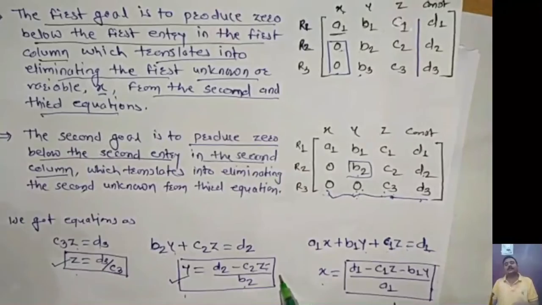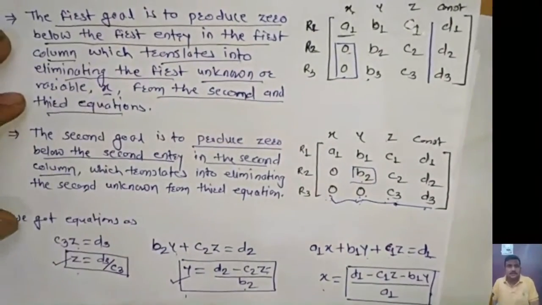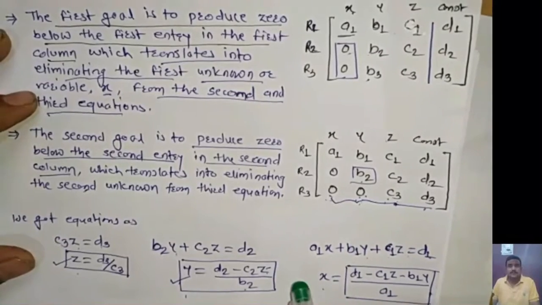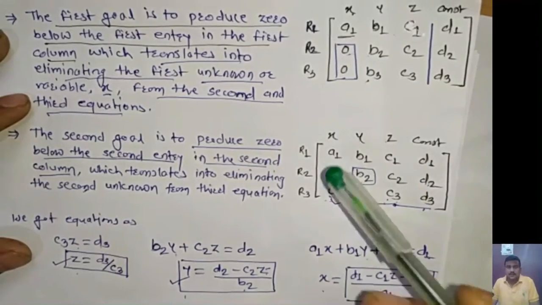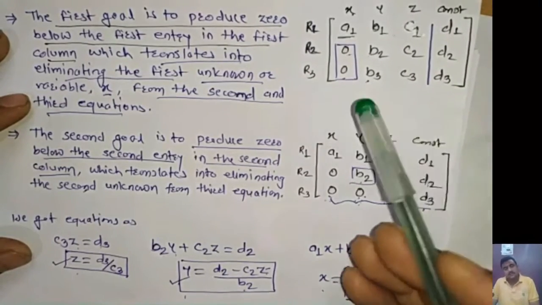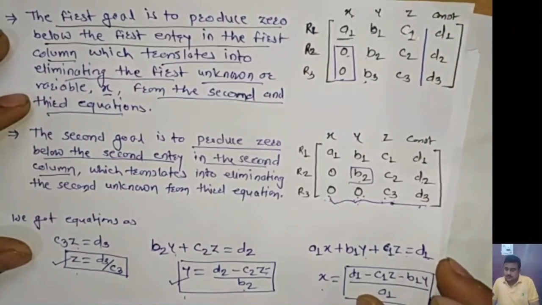So this is all about the Gauss elimination method. With the help of these steps, we get the values of x, y and z so that every equation of the system is satisfied. So let us move on to the example.